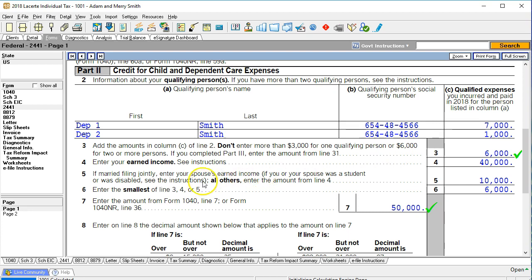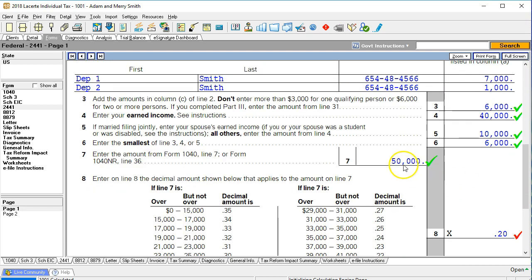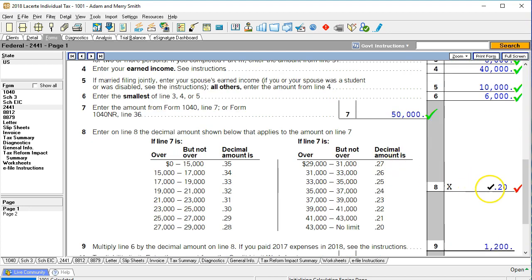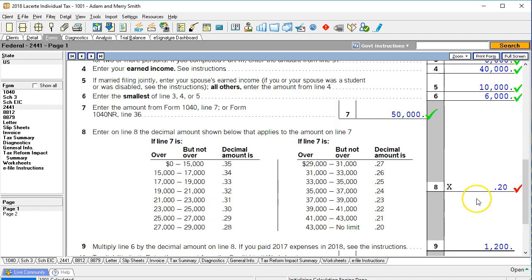And then in line 4, enter your earned income. So one spouse's earned income we're going to say is 40,000. And then now we have a difference in line 5. If married jointly, enter your spouse's earned income, which is now the 10,000. So the adding of those two would be what's on the 1040, the 50,000. And then we're at the limit of the 6,000 because the 6,000 was our limit. And the 6,000, then 50,000 was the AGI. And we have the times the 20%. So we have that same 1,200.